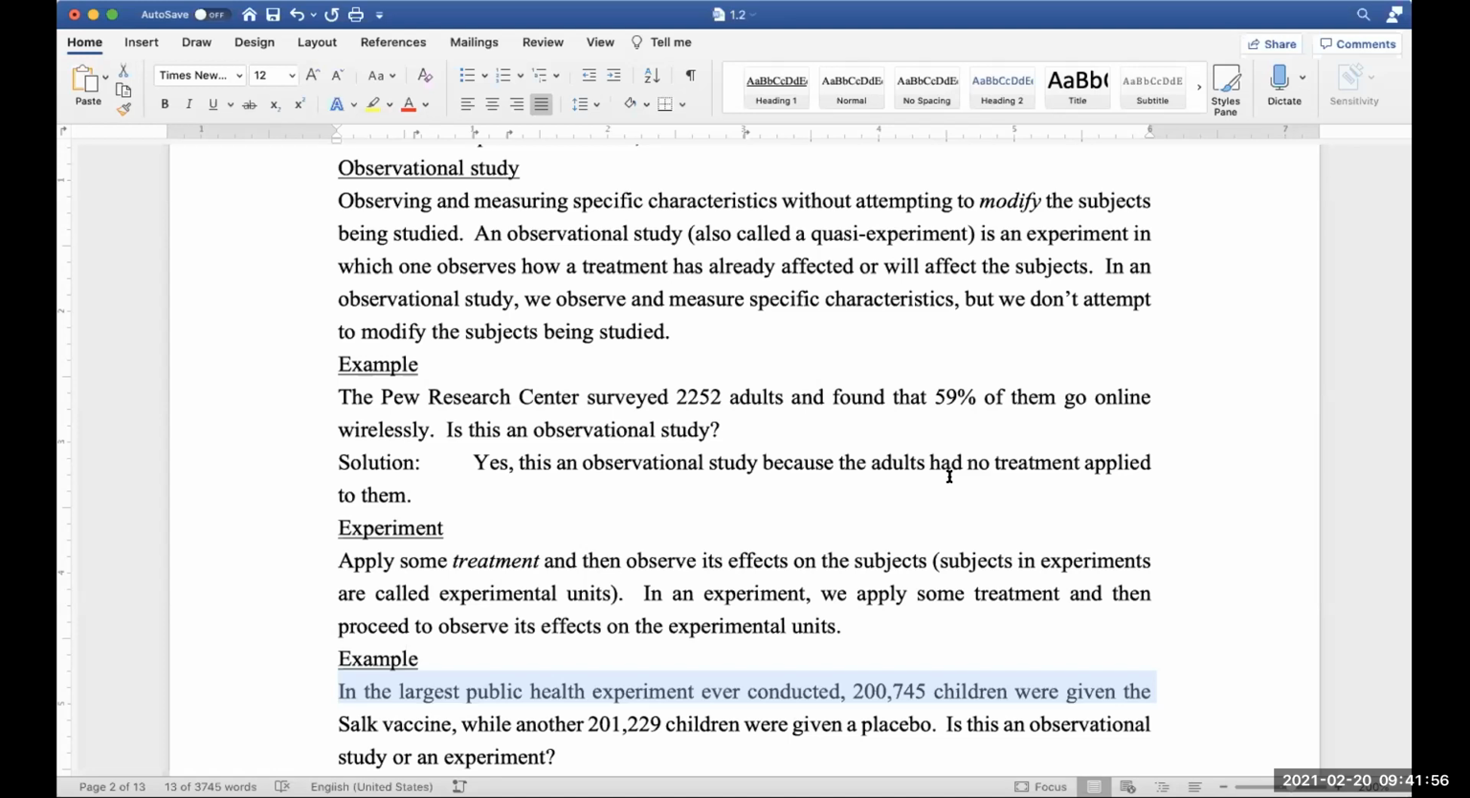Another 201,229 children were given a placebo. Is this an observational study or an experiment? Since they were given a treatment, this is an experiment. In this case, a vaccine was administered. They were given an injection, right? Yes, the Salk vaccine was an injection.